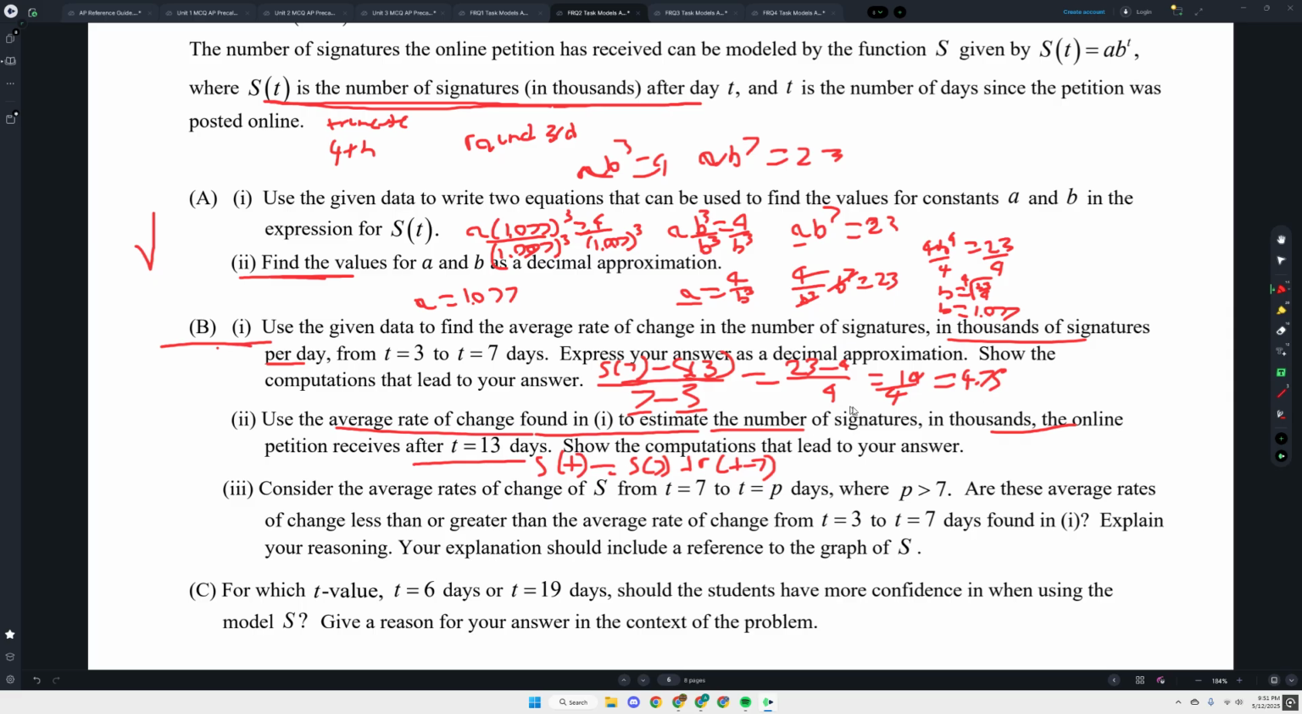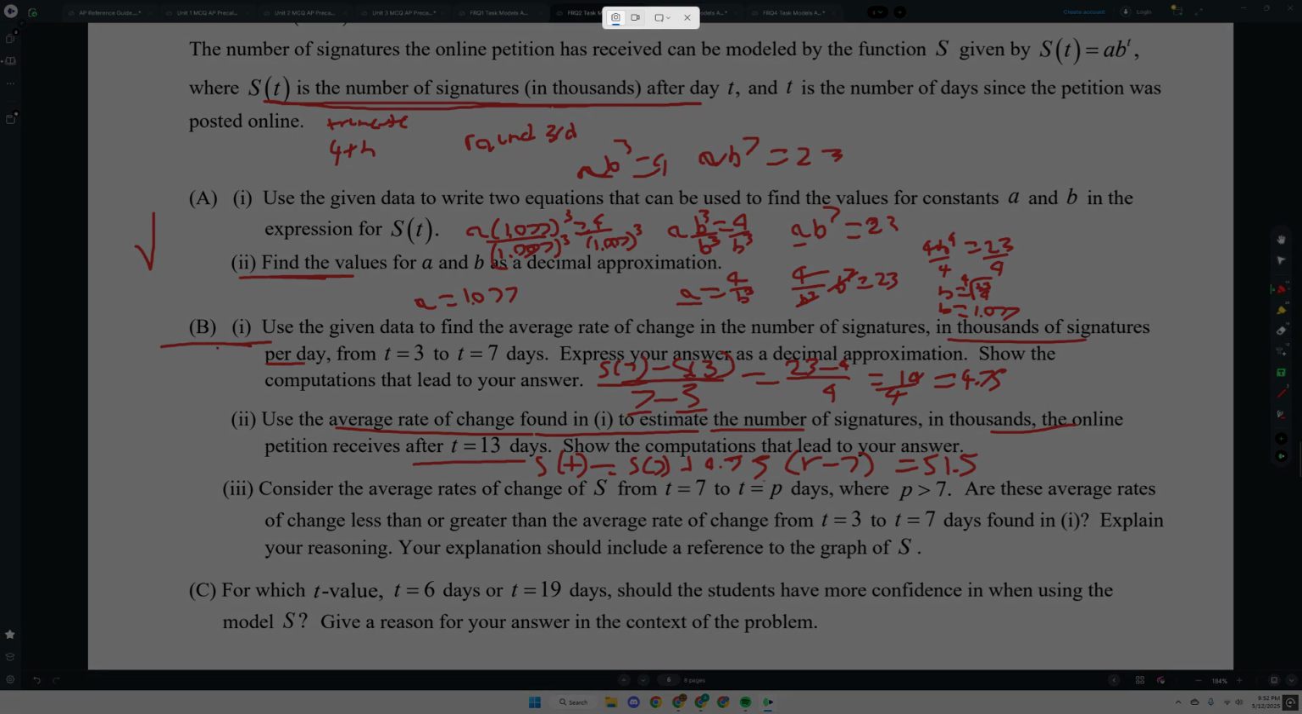And R is going to be this thing. So this is going to be our R. We're going to say it's going to be 4.75 times t minus 7. And then from there, it's going to be plugging all that in. We would get 51.5. Does that make sense? Yeah, this is a little bit hard to write. I'll post the answer key in the chat because this is really hard to write.